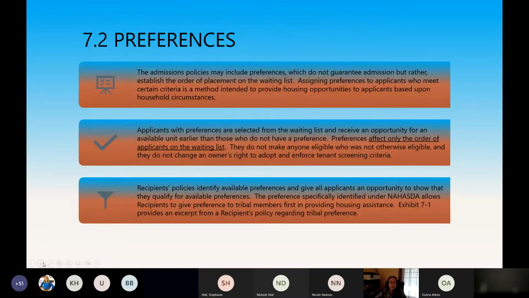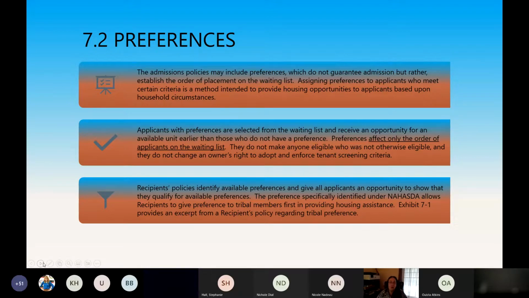Your preferences, the admission policies can include preferences, or just make it so only your ED can move somebody from your waiting list. Your admission policies may include preferences which do not guarantee admission, but rather establish the order of placement on your waiting list. Assigning preferences to applicants who meet certain criteria is a method intended to provide housing opportunities to applicants based on their household circumstances. Take a good look at that.